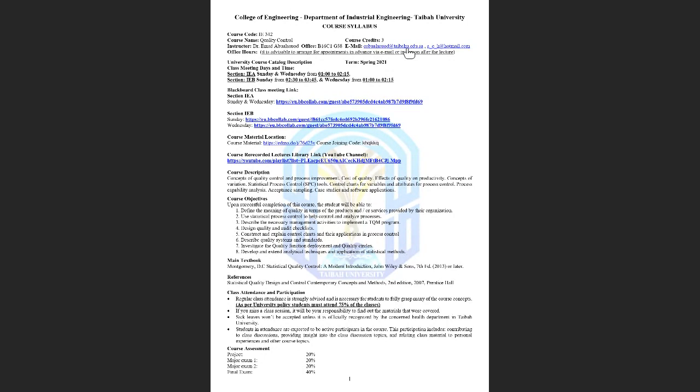eabusaoud@taibahu.edu.sa or a_e_h@hotmail.com. Either one you can contact me on. Don't use the phone to contact me, please. I check my emails regularly during the day, and I will get back to you as soon as I can. So please don't use the phone for contacting.